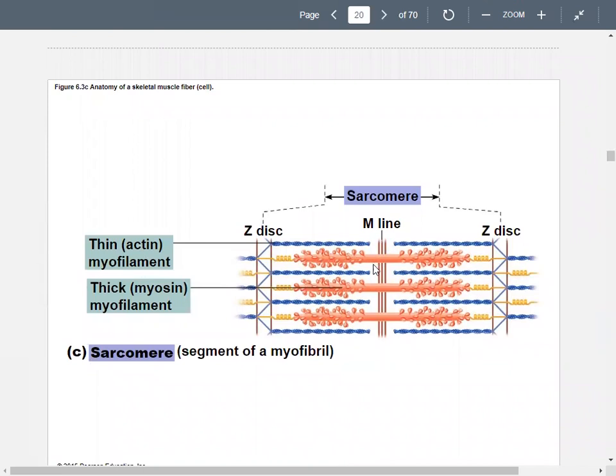All right. Remember, on either side of the M line forms your H zone. You see how there's no thin filaments right here? Just thick filaments? Okay? That's your H zone. So there are no thin filaments. And a sarcomere is basically Z disc to Z disc. That's the distance of your sarcomere.